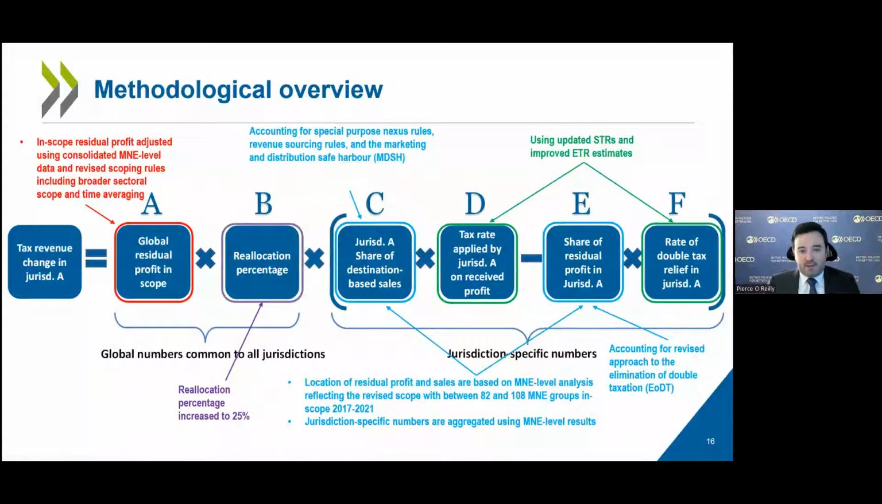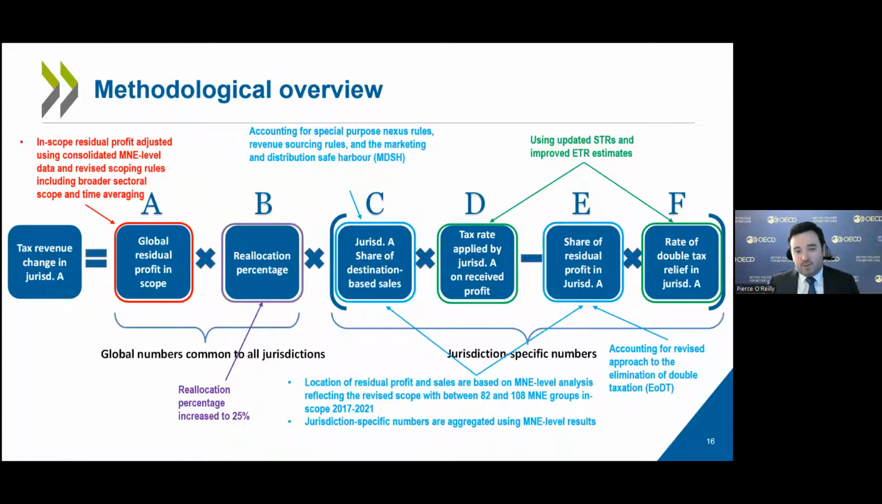And then turning to factors C, D, E, and F, these figures then are country specific. And they help us understand what any individual jurisdiction or group of jurisdictions is going to gain or lose in terms of Pillar 1 tax base and tax revenue. So starting first with the parameters C and D, for each jurisdiction, we calculate the share of sales that jurisdiction earns from the in-scope M&Es. So that's factor C, their share of destination-based sales. And that's going to determine what each individual jurisdiction receives from this pot of taxing rights that's described by factors A and B. So we calculate C for each jurisdiction, and then we multiply that by factor D, which is the tax rate, the statutory tax rate in each of those jurisdictions. And that allows us to calculate essentially the gross gains that any individual jurisdiction is going to get.